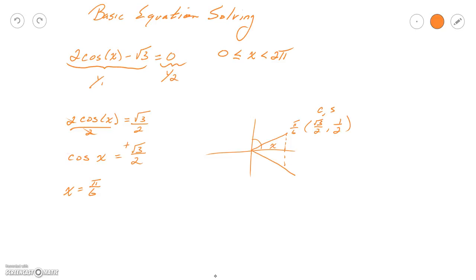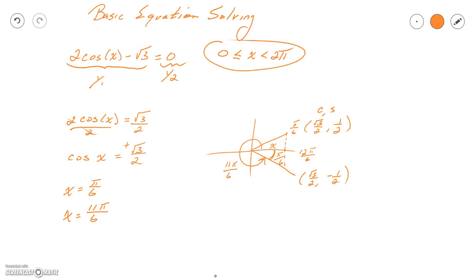Now that angle is going to be this angle right here. And that angle is going to be 11 pi over 6. You could think of it as 12 pi over 6 minus a reference angle here, which is just pi over 6. And that also is going to have a cosine value of positive radical 3 over 2. So I can say x equals pi over 6, and I can say x also equals 11 pi over 6. Now those are the angles specifically between 0 and 2 pi.